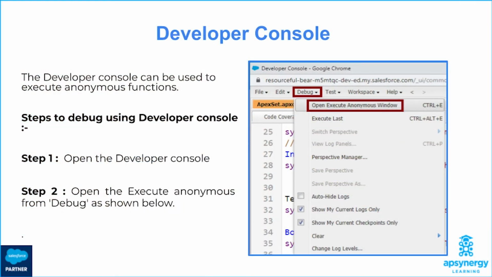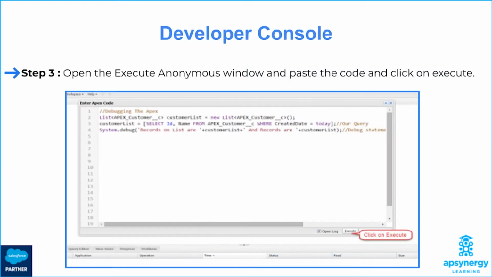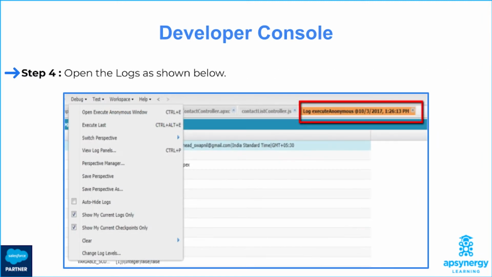Steps to use the Developer Console are: Step 1, first of all, open the Developer Console. Step 2, open the Execute Anonymous from Debug. Step 3, once Execute Anonymous window opens, write or paste the code, then click on Execute. Step 4, open the logs, and there you can see the detailed output.